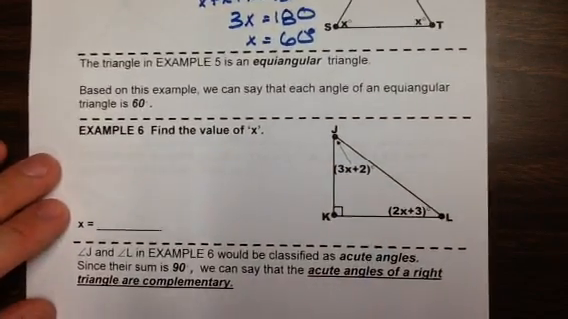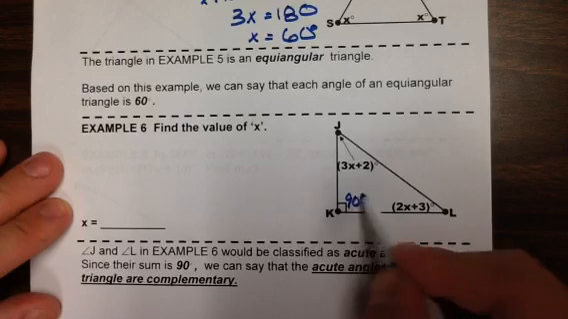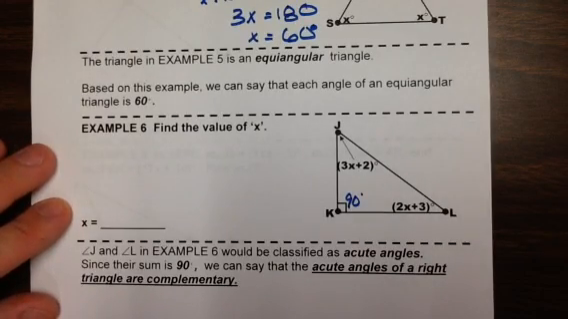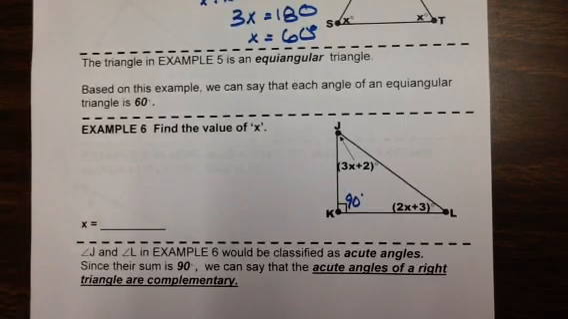So, let's look down below. Find example 6. Find the value of X. Remember that this is 90 degrees. And I want you to pause the video and see if you can come up with what X would be. And then when you're finished, unpause the video and go through it with me.